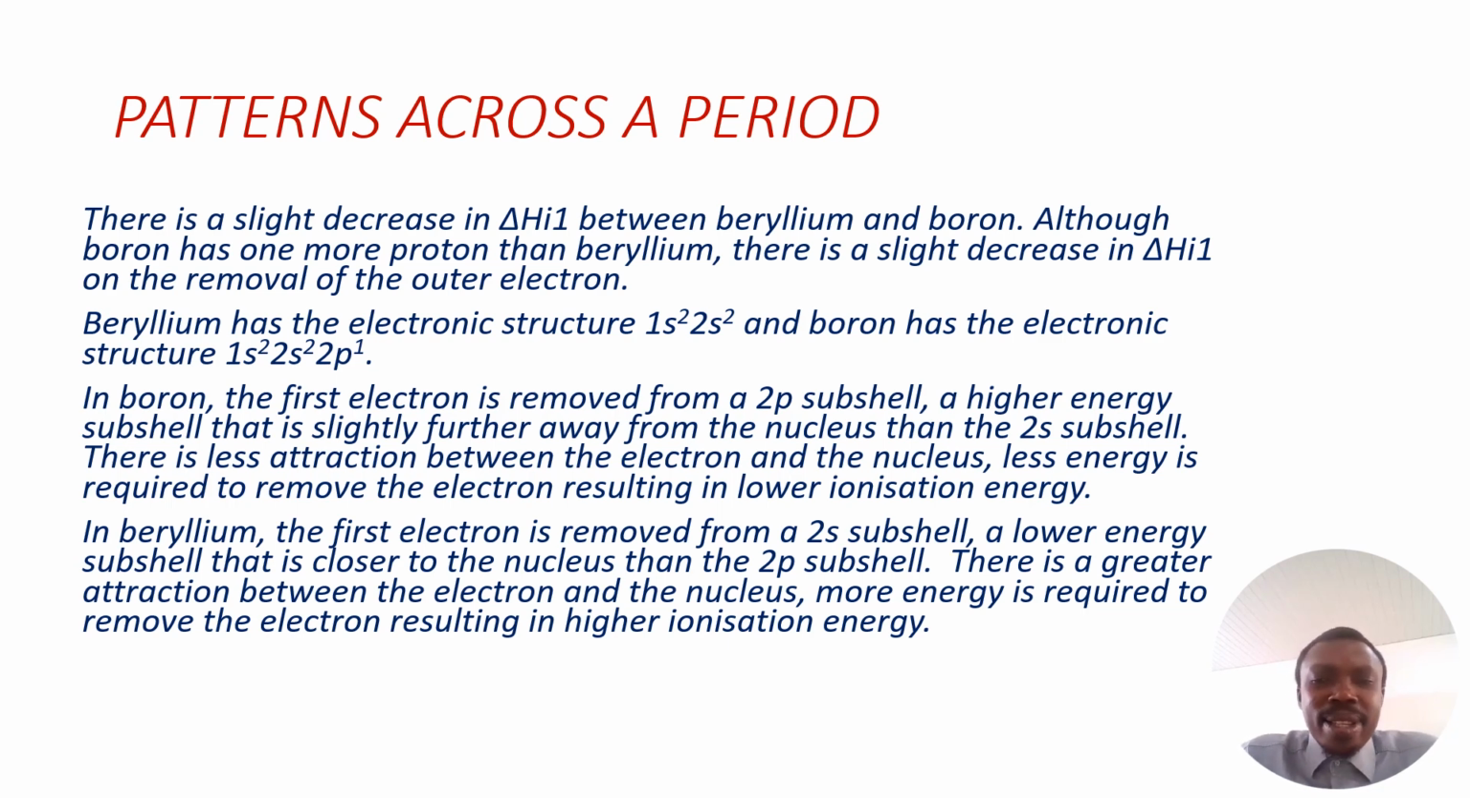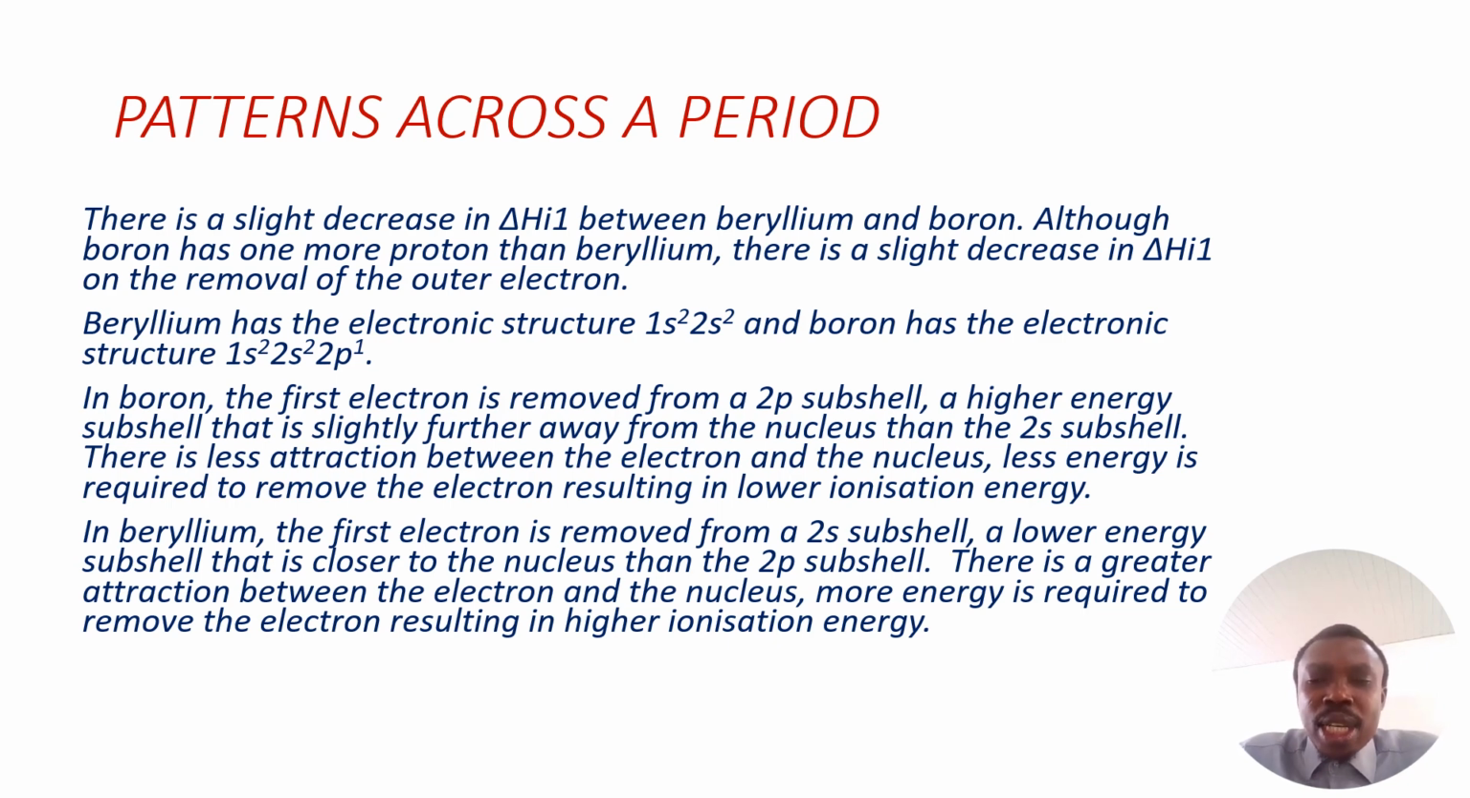So that is the reason why there's a drop in ionization energy between beryllium and boron: the ionization energy of boron is lower than that of beryllium, and the ionization energy of beryllium is higher than that of boron, which is a deviation from the trend that ionization energy increases across the period. Please take note of that. Between beryllium and boron there is a drop, and we have to know the reason for the drop.